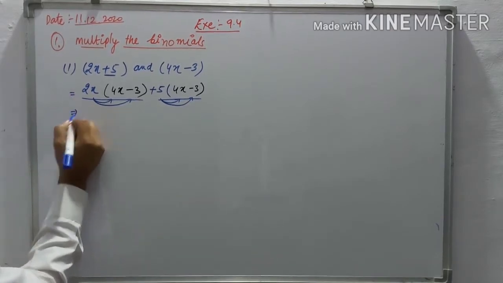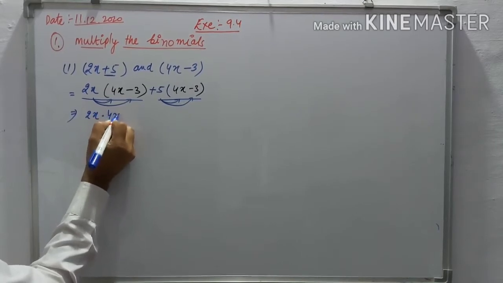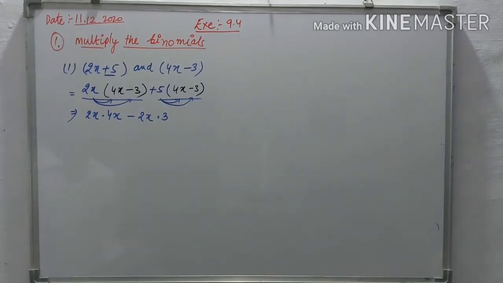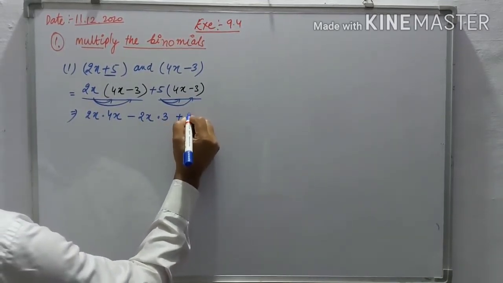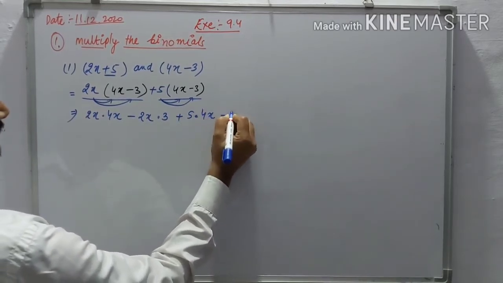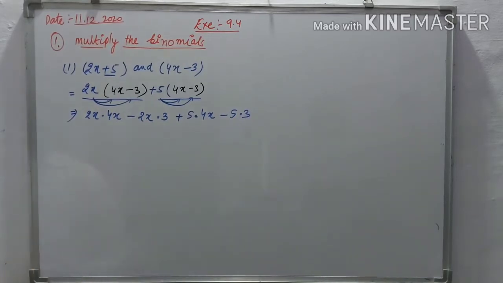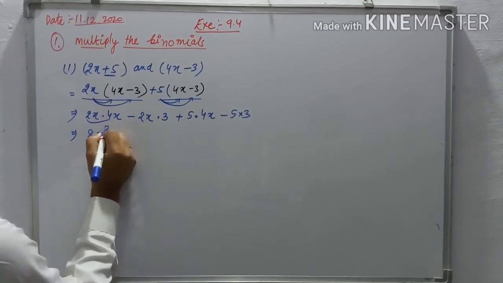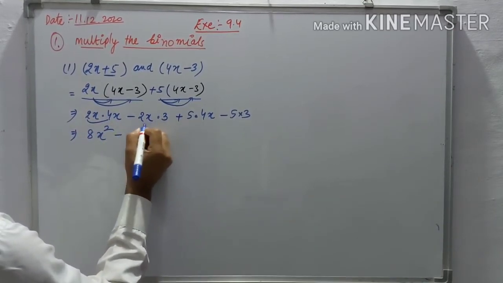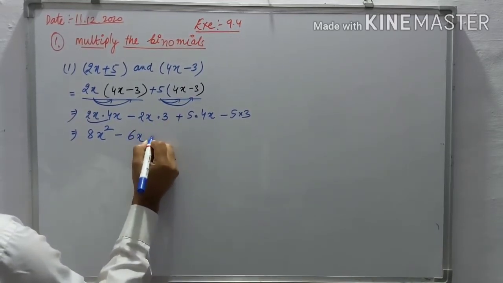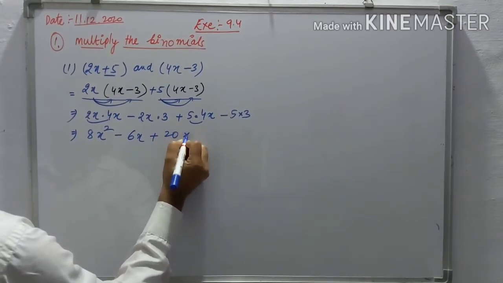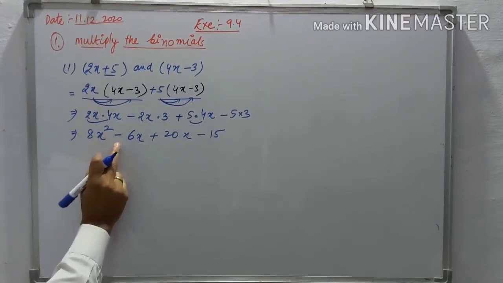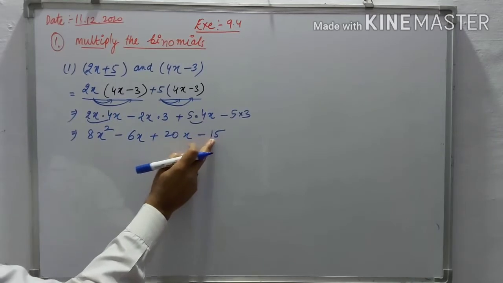First you write 2x into 4x minus 2x into 3, and plus 5 into 4x minus 5 into 3. Okay, now write: 4 times 2 is 8x square, minus 6x, plus 20x and minus 15. So 8x square minus 6x plus 20x and minus 15.